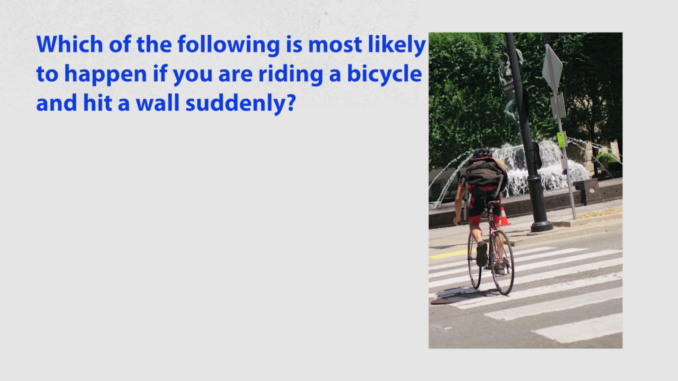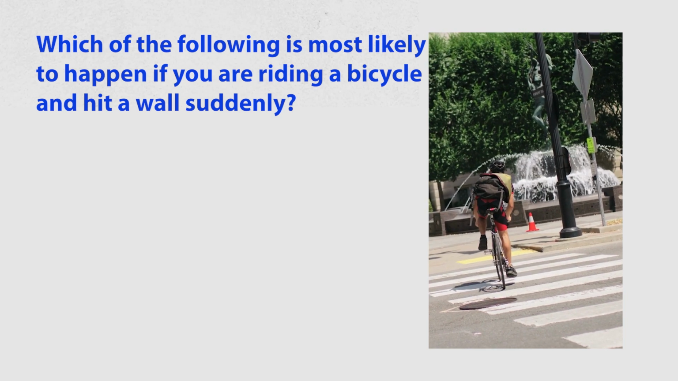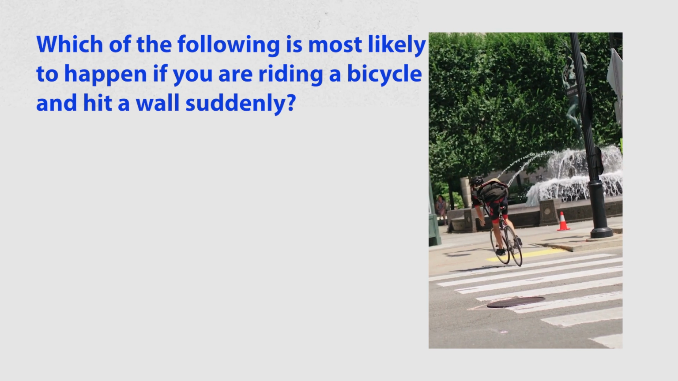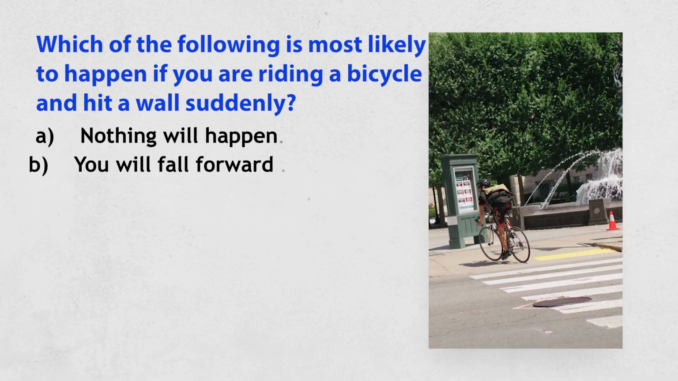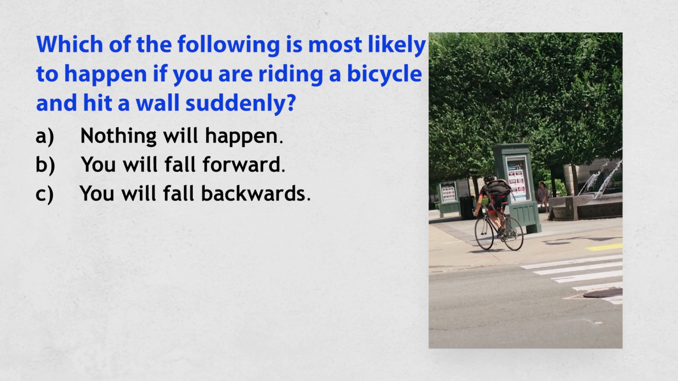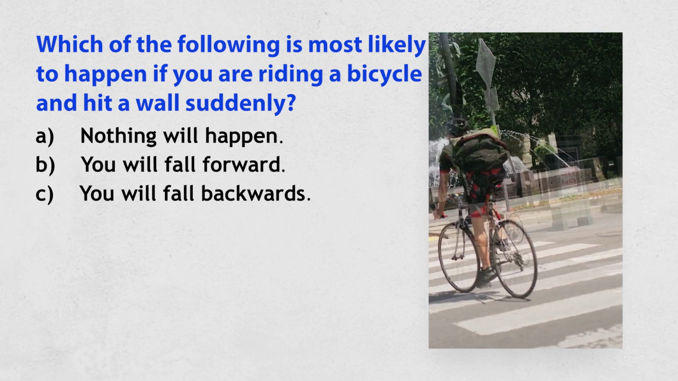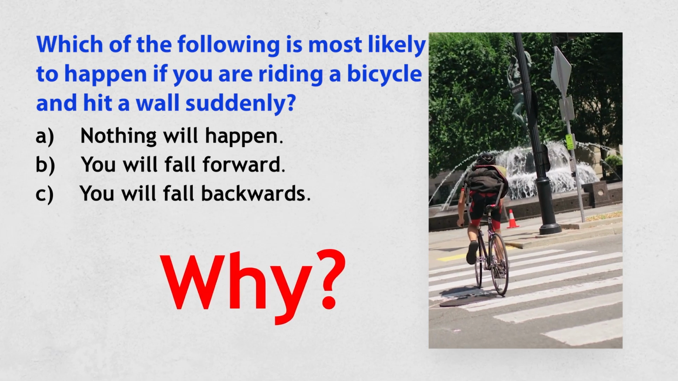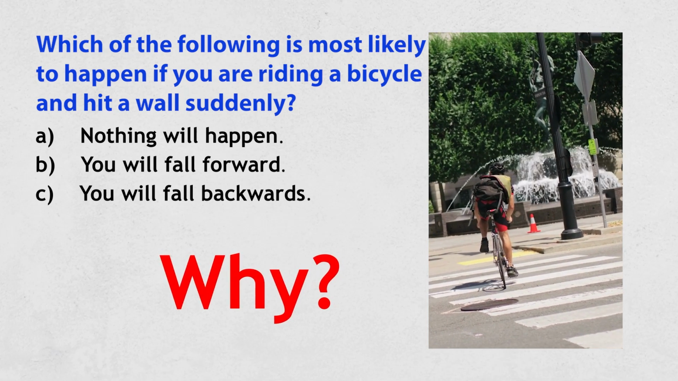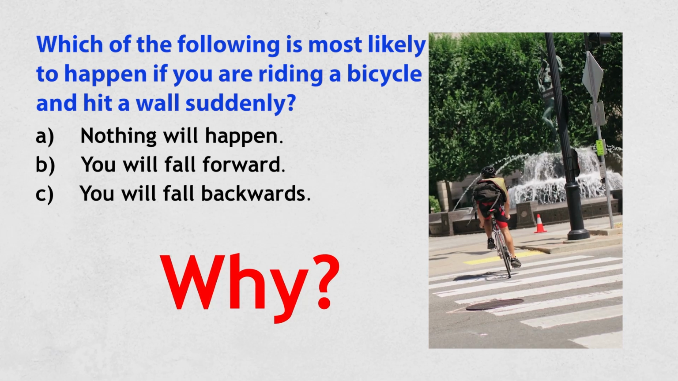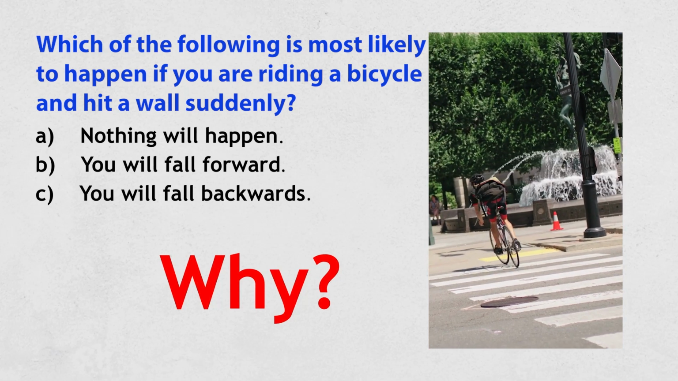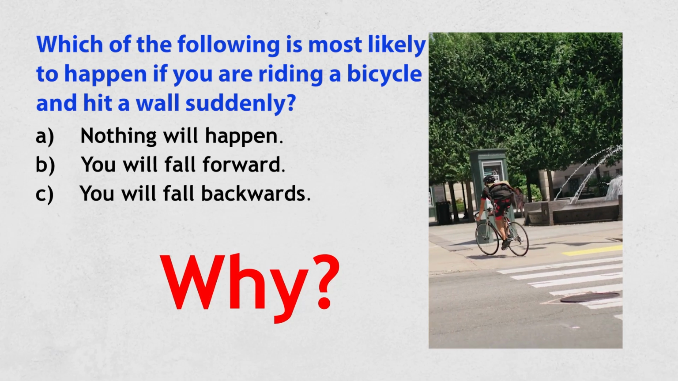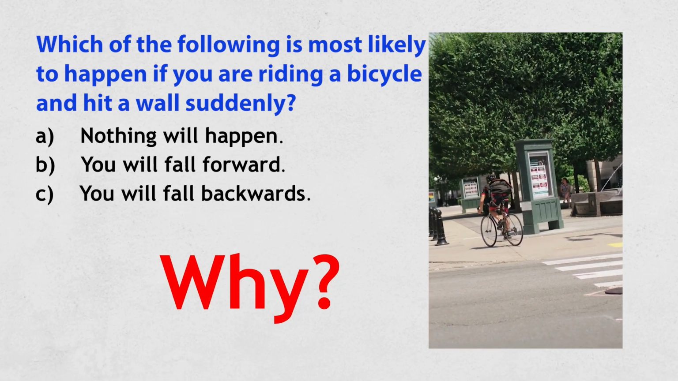Which of the following is most likely to happen if you are riding a bicycle and hit a wall suddenly? Give me the answer. Think of the answer. There are three options. Nothing will happen. You will fall forward. You will fall backwards. Whatever the answer, you have to explain why you have given this answer. And remember, you've just watched a video, so you should know the answer. What will happen if you hit a wall while riding the bicycle?